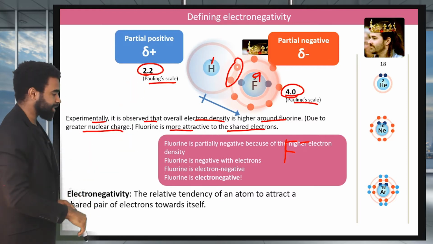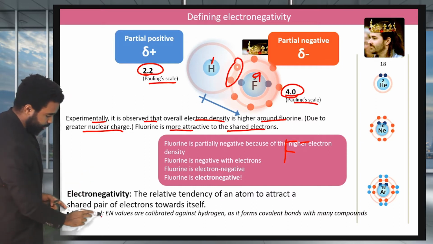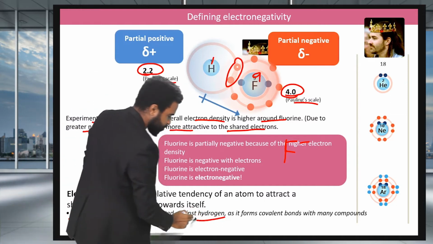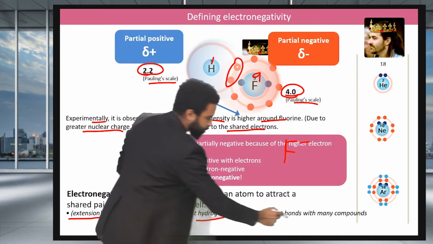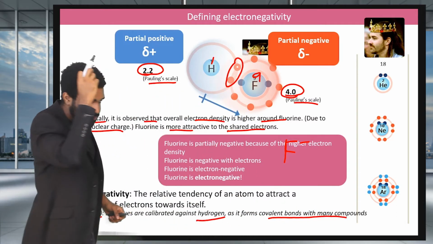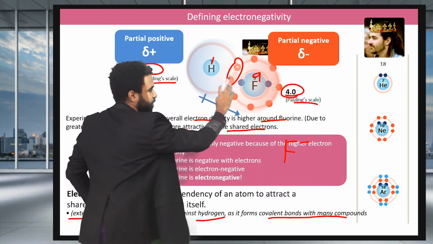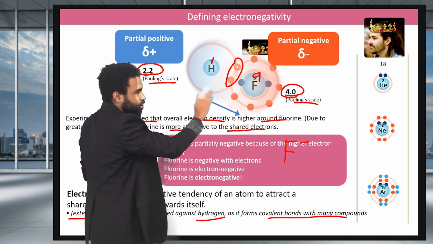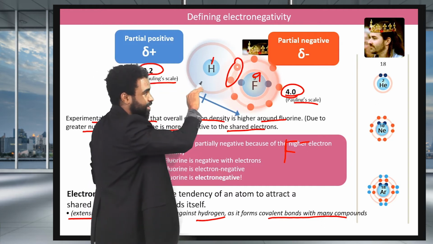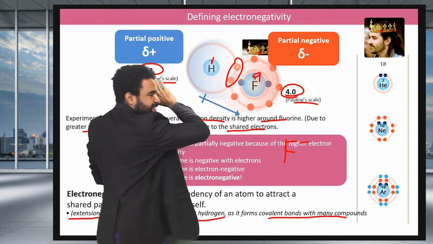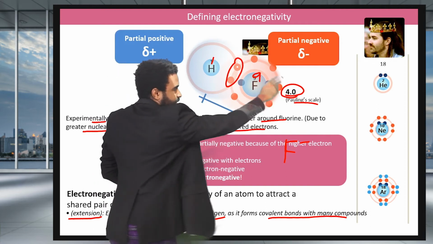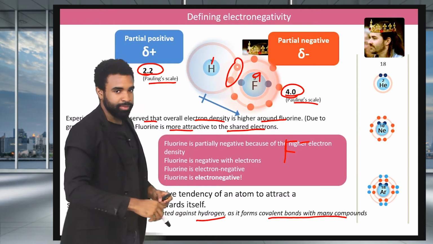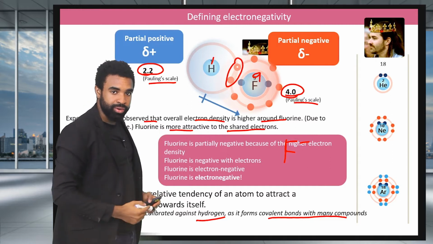Some important facts about electronegativity. Firstly, although this is an extension, so you won't be asked about this, the EN values are calibrated against hydrogen usually. Why? Because it forms covalent bonds with many different compounds. So you bond hydrogen to some other atom, say fluorine, and you experimentally measure how much the electron density is skewed away from hydrogen. If it's strongly skewed, then you give that new element a fairly high electronegativity. If it's not too skewed, then you give it a fairly low electronegativity.